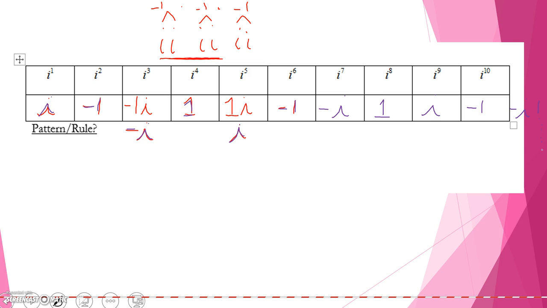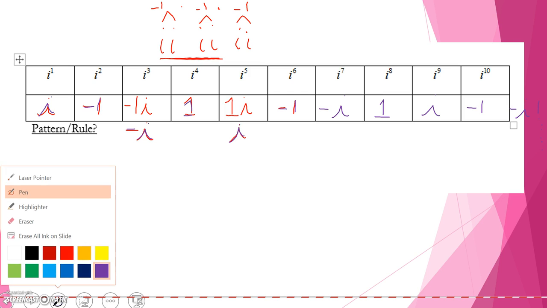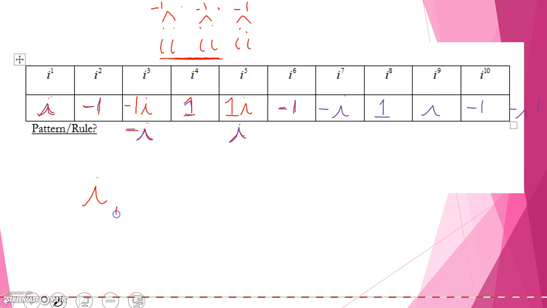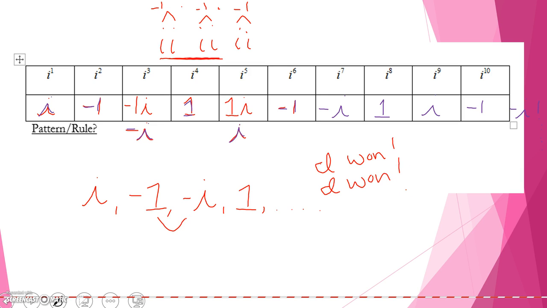So the pattern or rule is that it always goes i, negative 1, negative i, 1. That will just keep repeating on and on, and this is something that you will have to memorize. The way that you can remember it is you can say, "i won, i won." Get it? And then the middle 2 are always going to be negative. These 2 guys will always be negative.